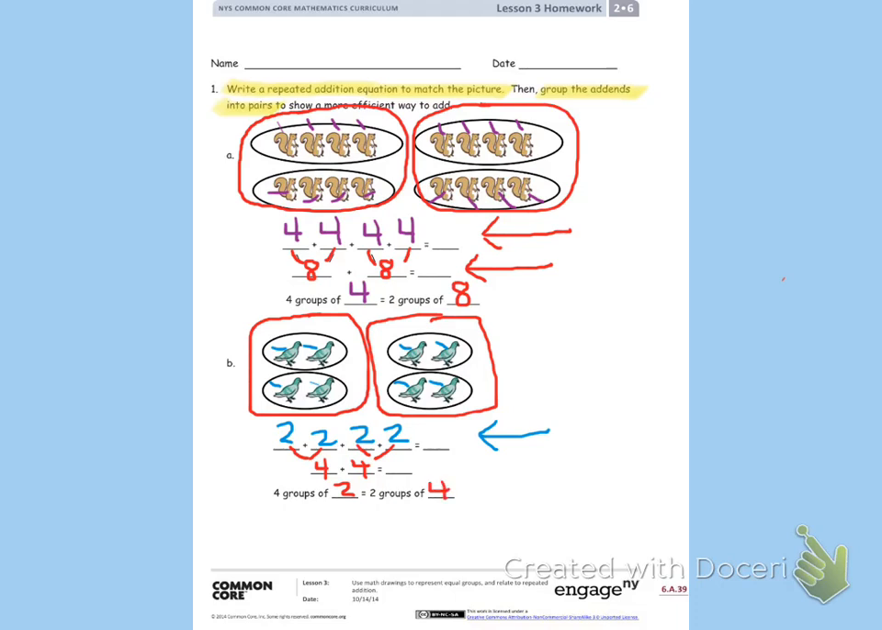And as you can see, that is a doubles equation. You write the answer to 4 plus 4 on that line. So 4 groups of 2 equals or is the same as 2 groups of 4.